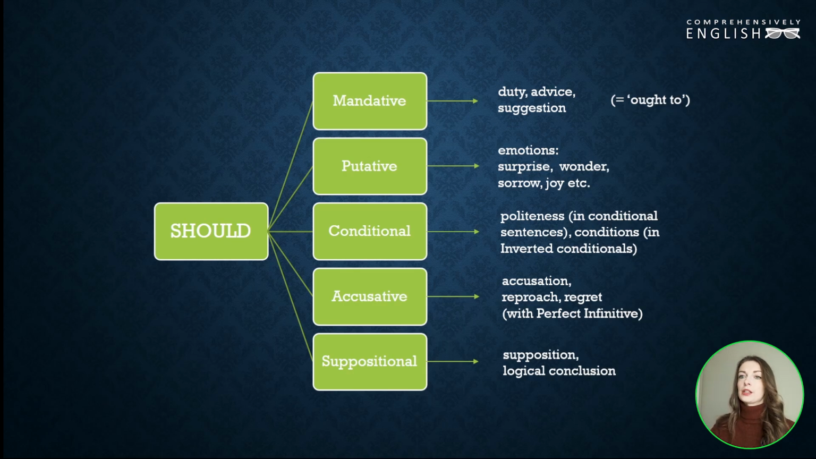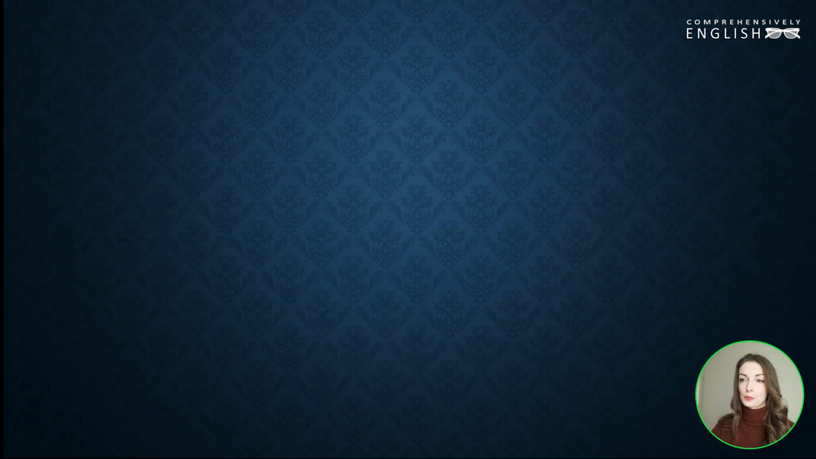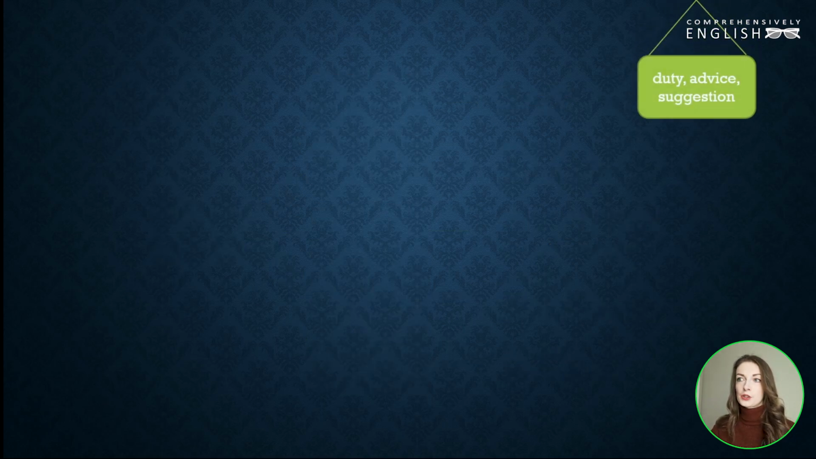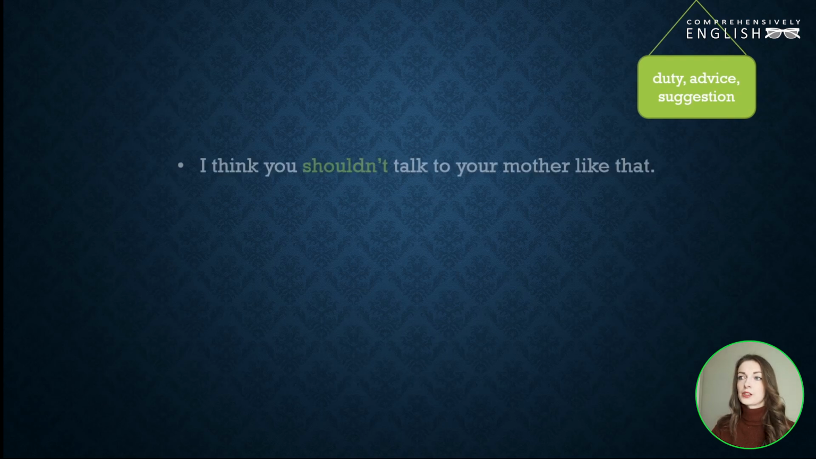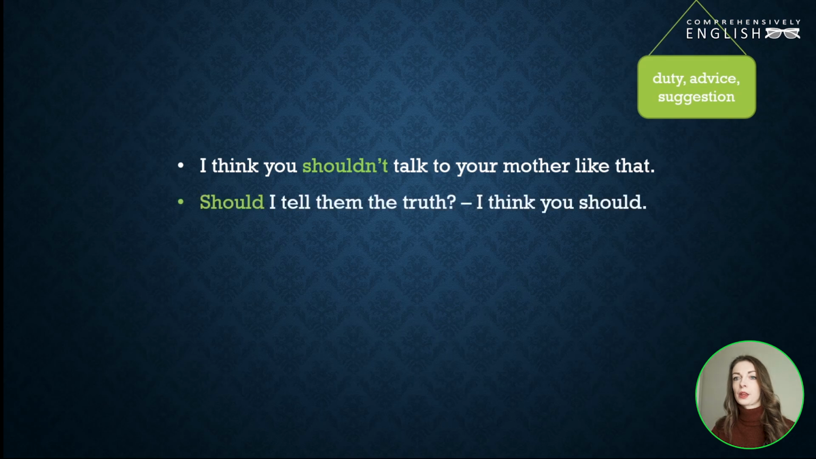Now let's look at the examples of each of these types of should. The first thing that should can express is duty, advice, and suggestion. I think you shouldn't talk to your mother like that. I think it's a bad idea. Well, this is my piece of advice. You should not talk to your mother like that. Should I tell them the truth? I think you should. Here, the speaker is seeking advice.